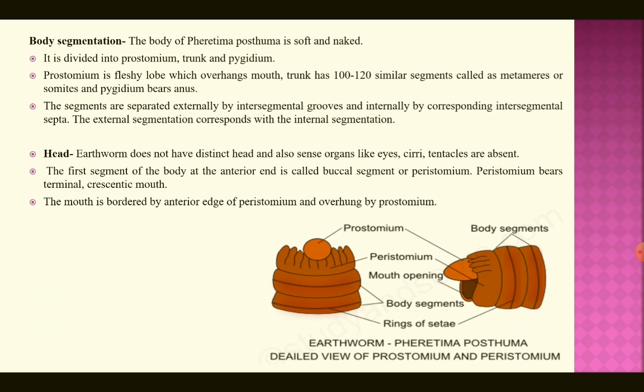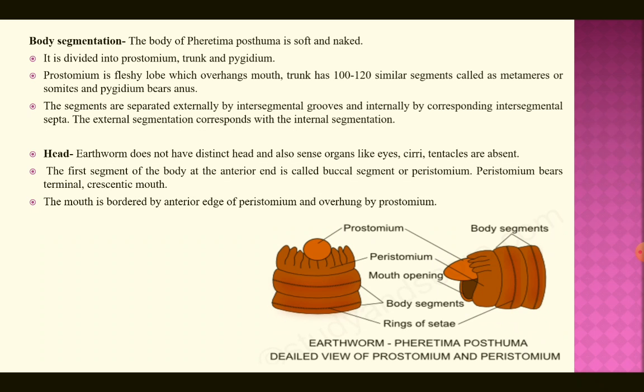The trunk, in the case of Pheretima posthuma, has around 100 to 120 similar segments called metameres or somites, and the pygidium is the last segment that bears the anus. The segments are separated externally by intersegmental grooves and internally by corresponding intersegmental septa. The external segmentation corresponds with the internal segmentation.